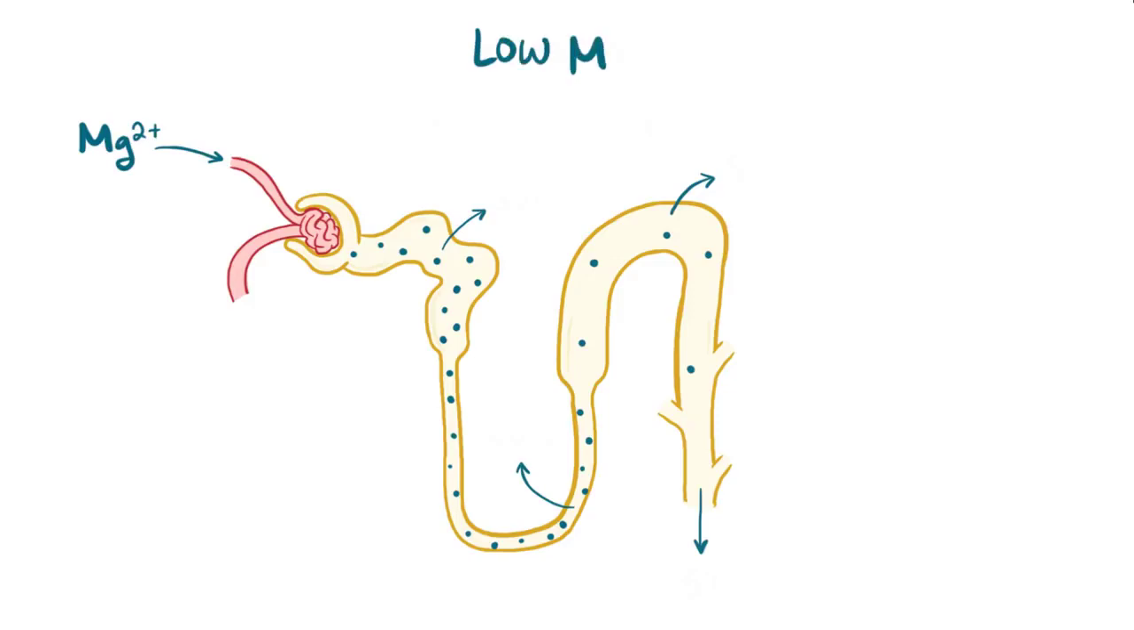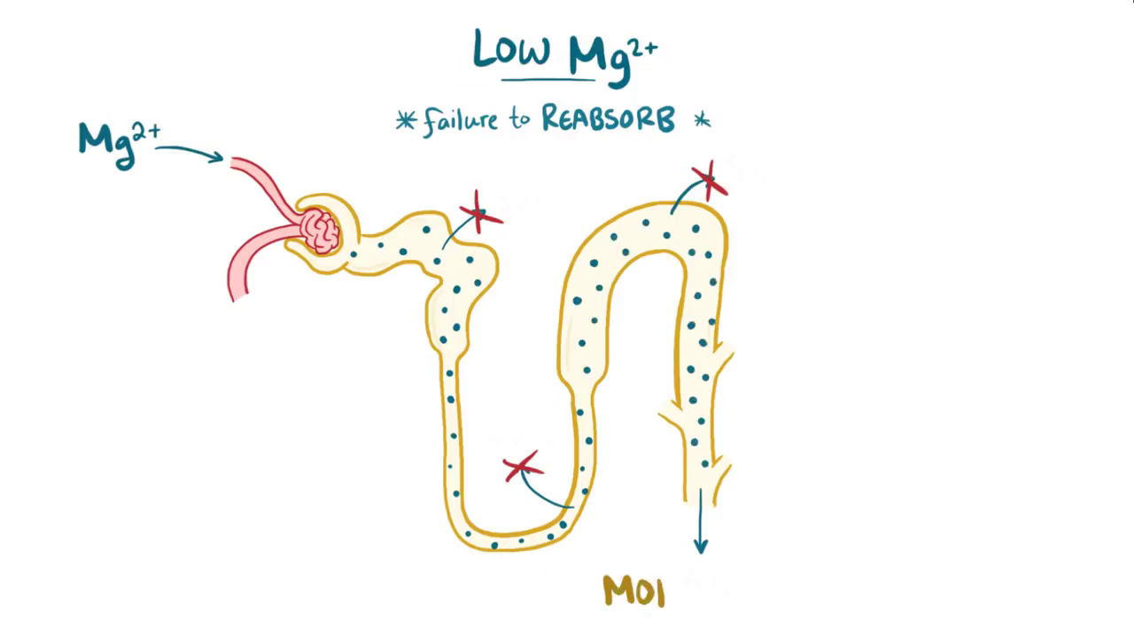Magnesium levels can fall in a few situations. One scenario is when the nephron fails to reabsorb the magnesium that's filtered out of the blood, which would mean more gets excreted in the urine instead of kept in the blood.